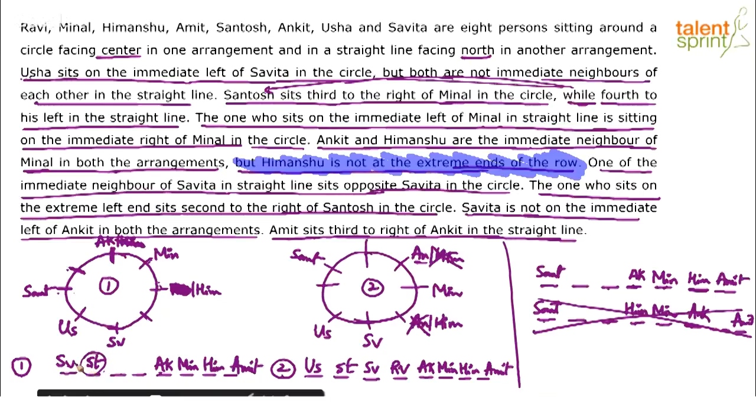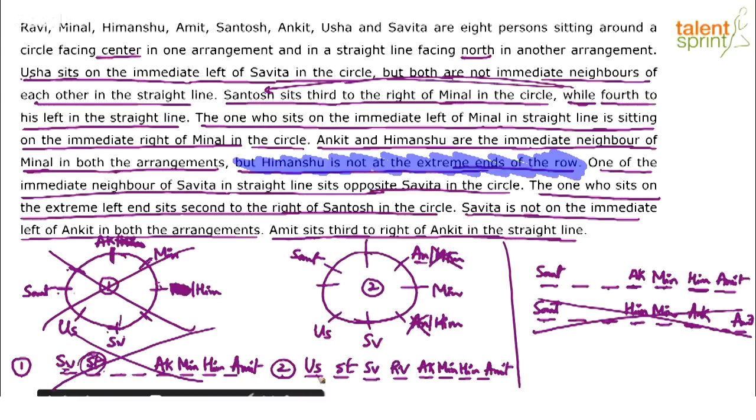So he says the immediate neighbour of Savita is opposite to Savita in the circle. So Santosh, who is an immediate neighbour of Savita here, should be opposite to Savita. But is Santosh opposite to Savita? No. Santosh is not opposite to Savita here, which means case 1 is wrong. You can eliminate this. So case 2 is correct.